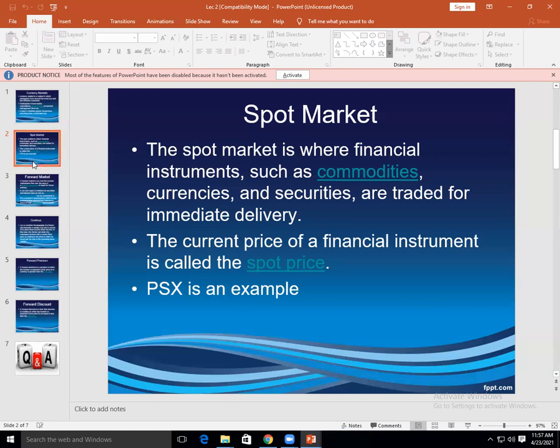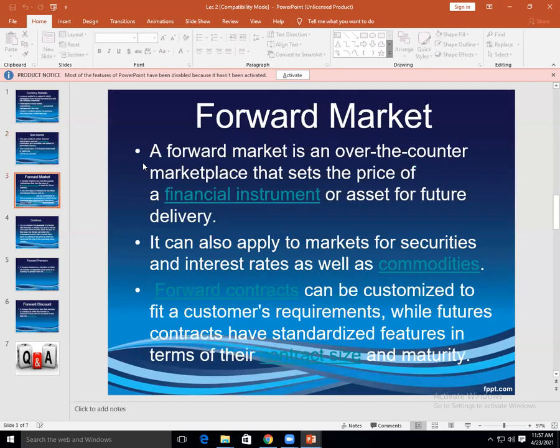Another term that we have is the forward market. These are the different markets that we have in international finance. A forward market is an over-the-counter marketplace that sets the price of a financial instrument or asset for future delivery. It can also apply to markets for securities and interest rates as well as commodities. Forward contracts can be customized to fit a customer's requirements, while futures contracts have standardized features in terms of their contract size and maturity.